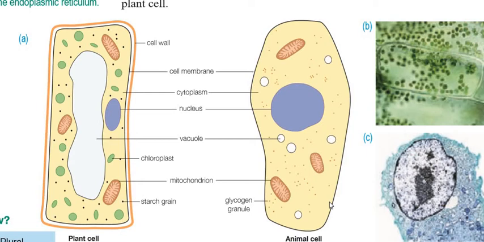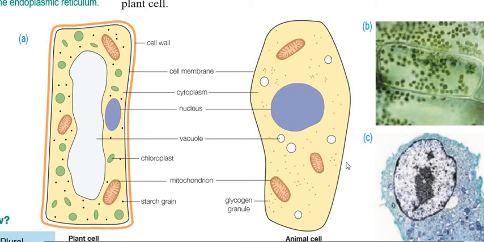So how many differences do we count? Are you keeping track? We have five differences. So we have the cell wall, the chloroplast, the starch grain, the glycogen granule, and the shape. That's the five differences.